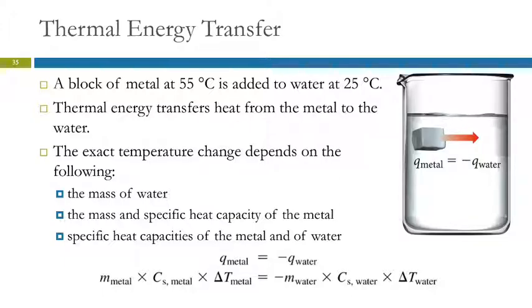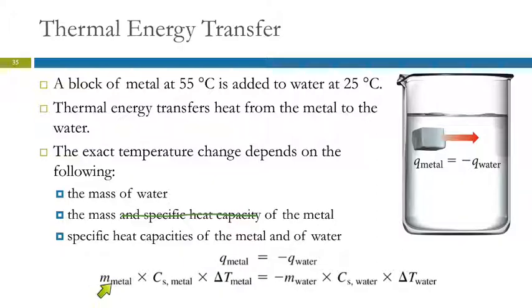So exactly how much this temperature changes depends on the mass of the water, the mass of the metal, and the specific heat capacities of the metal and of water. Q for the metal equals negative Q for the water.